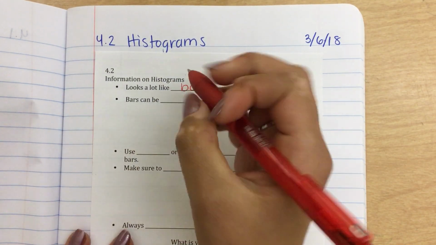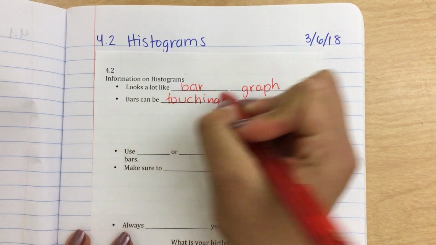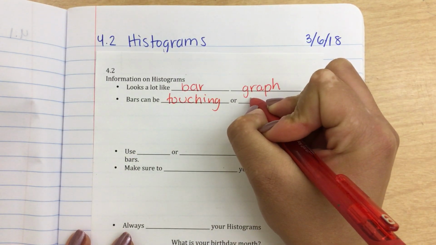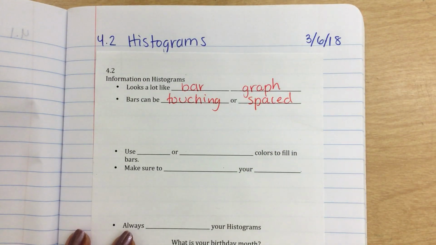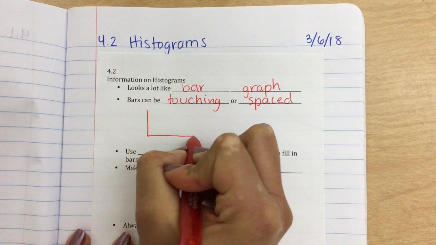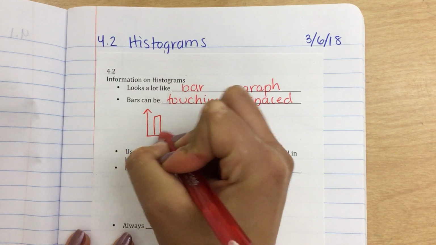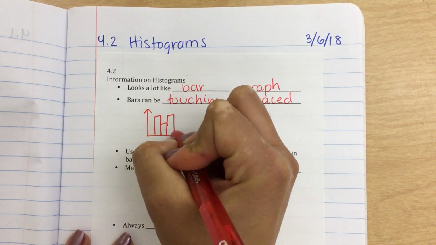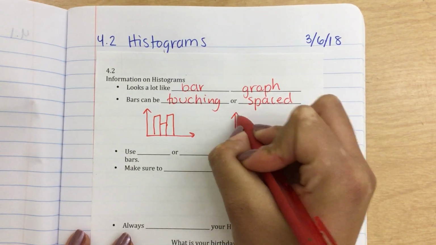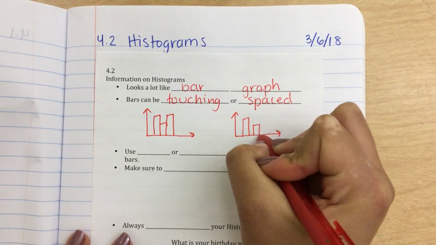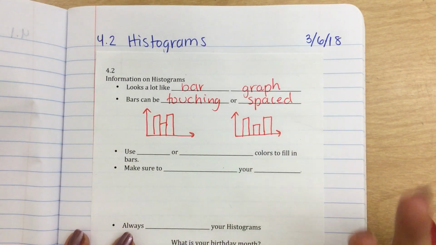But in histograms, our bars can be touching, so you choose if you want your bars to touch or if you want your bars spaced out. And what I mean by that is, we're going to have our plot here. They could be touching like that, up to you, or they could be spaced out. So they wouldn't be touching in this case. You leave some space in between them. You choose which one you prefer.